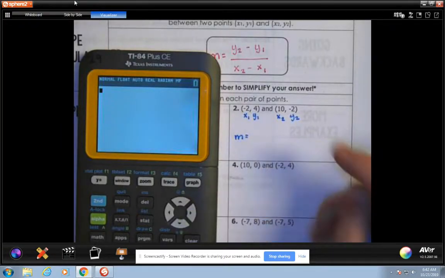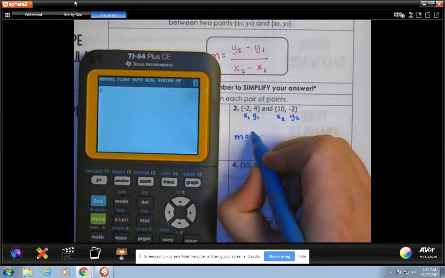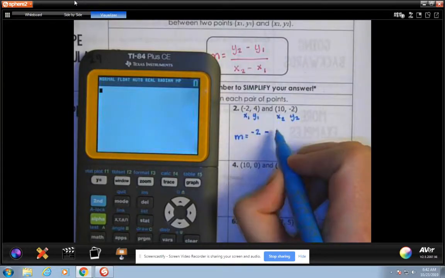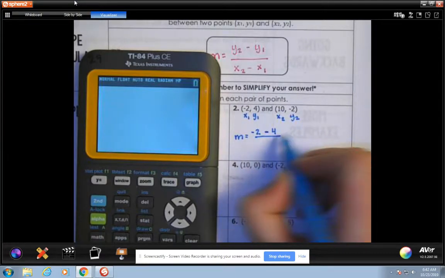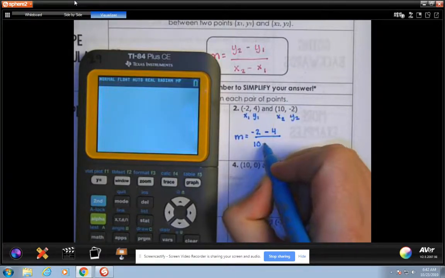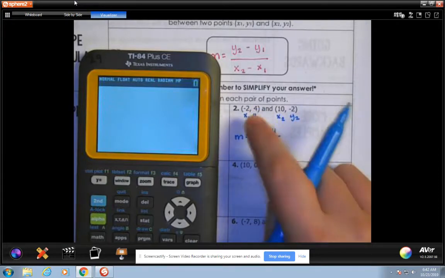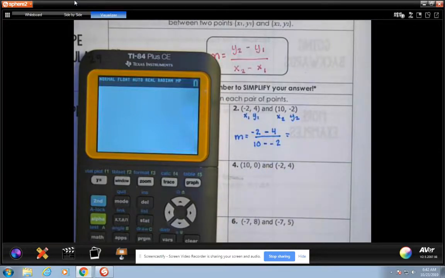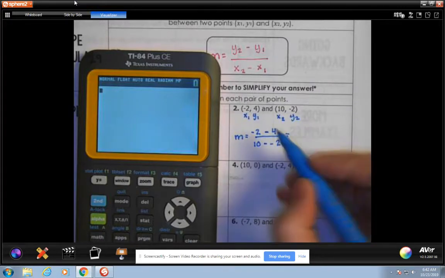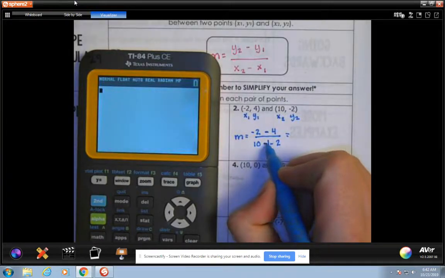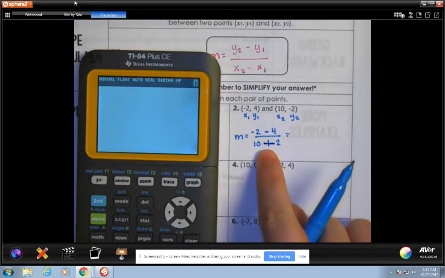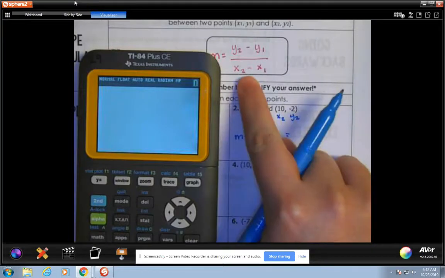M equals, and we know it's y2, so negative 2. We have a minus sign in our formula, minus y1, which is 4, over x2, which is 10, minus x1, which is negative 2. So minus a negative 2. So what happens when we have a double negative is that makes an addition sign. So what I like to do is take my 2 negatives and connect them with a big addition sign. That way, because I normally wouldn't draw my addition sign like that, I know something happened to make that addition. Addition is not in the formula.